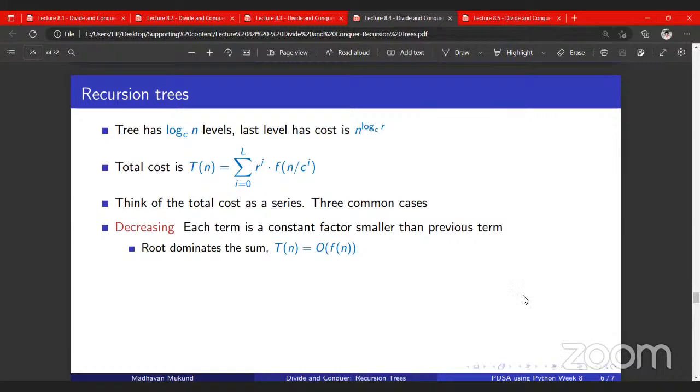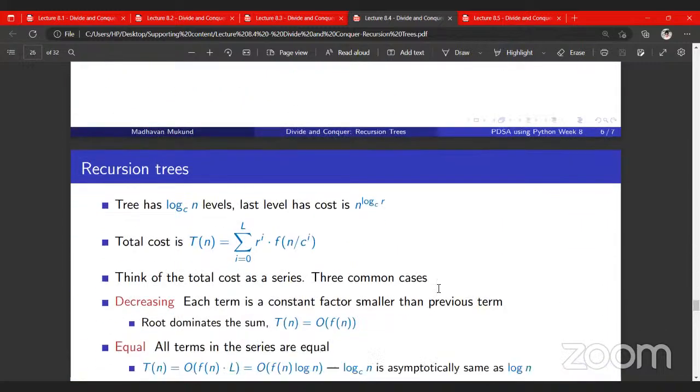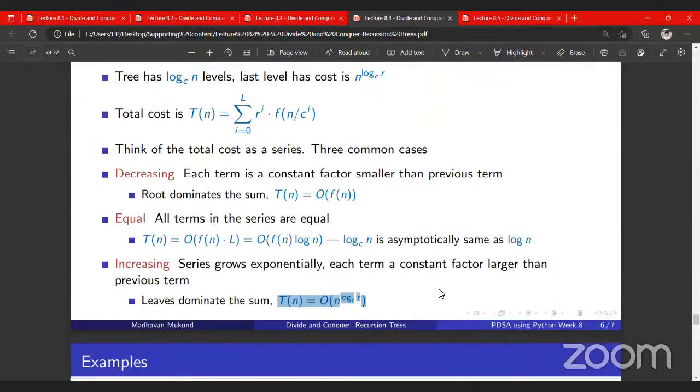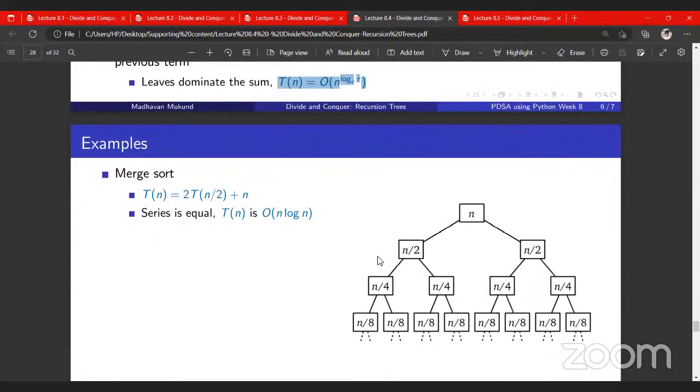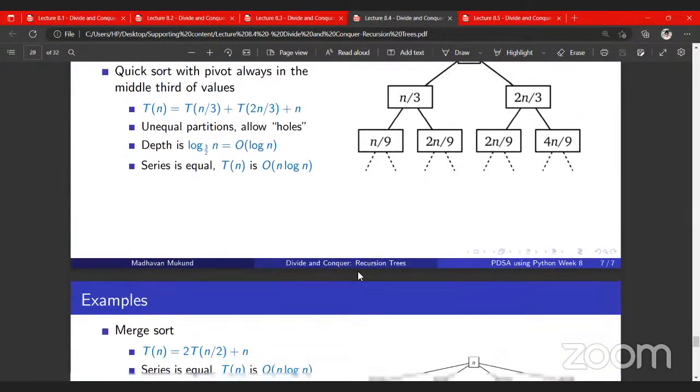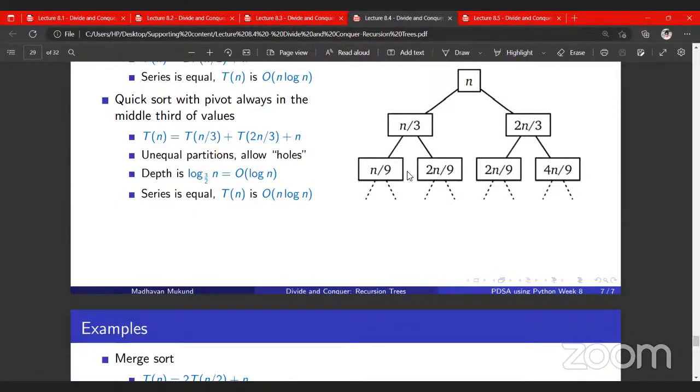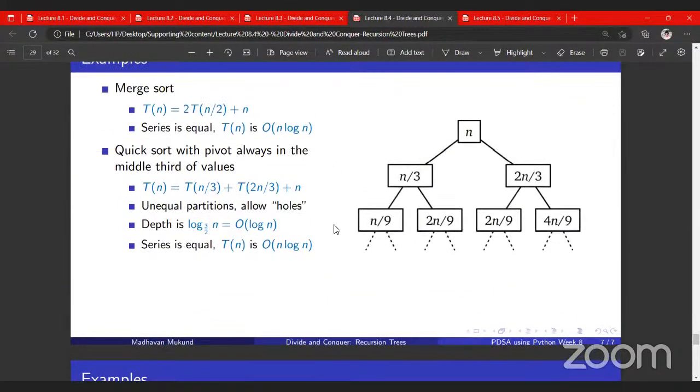Actually, there was a tree in which the left part was n by 3 and the right part was 2n by 3. Still, you can just add the total number of operations. In this one, how is the depth log n to the base 3 by 2? I didn't get that, sir. How is the depth calculated like that? Can you explain, please?